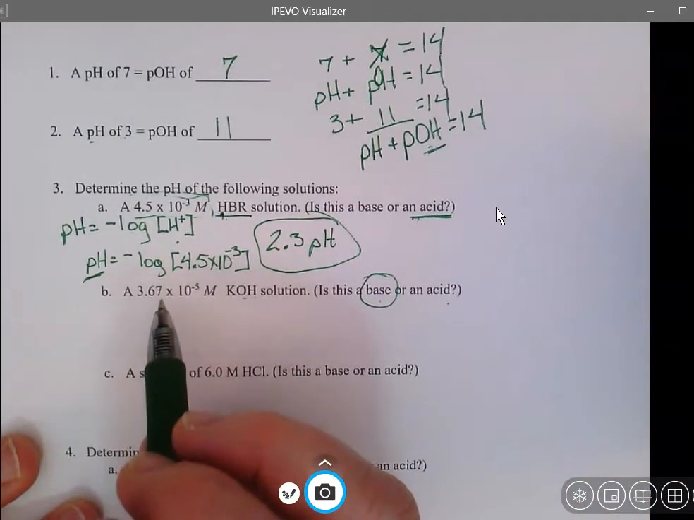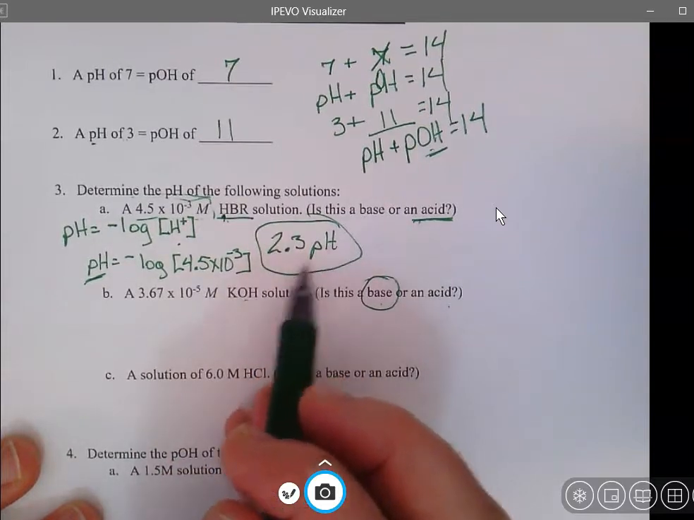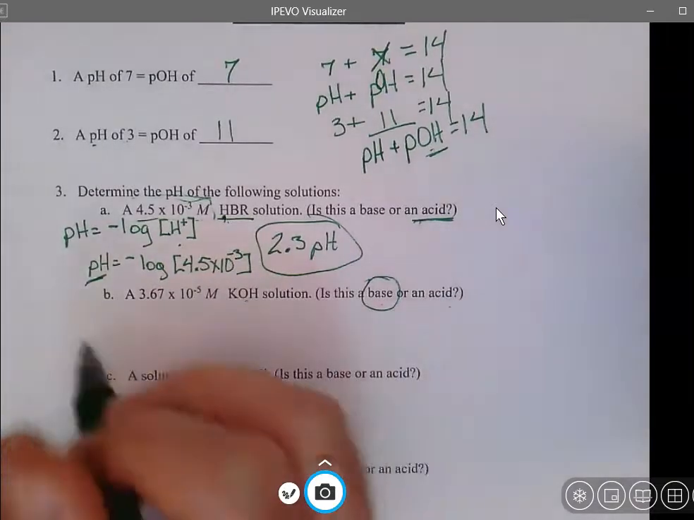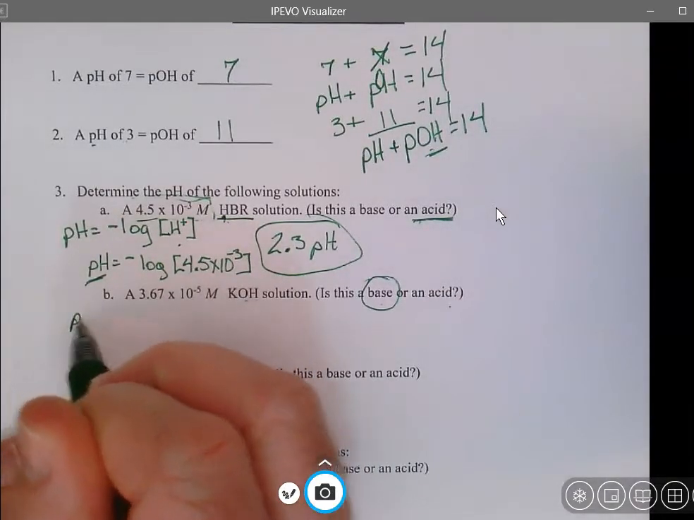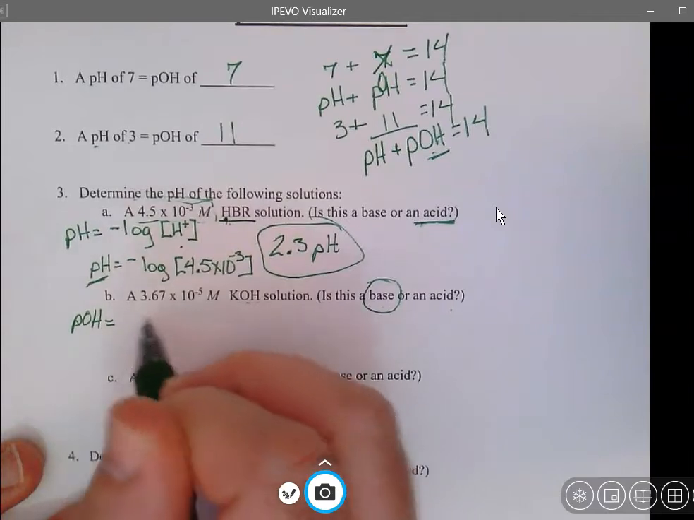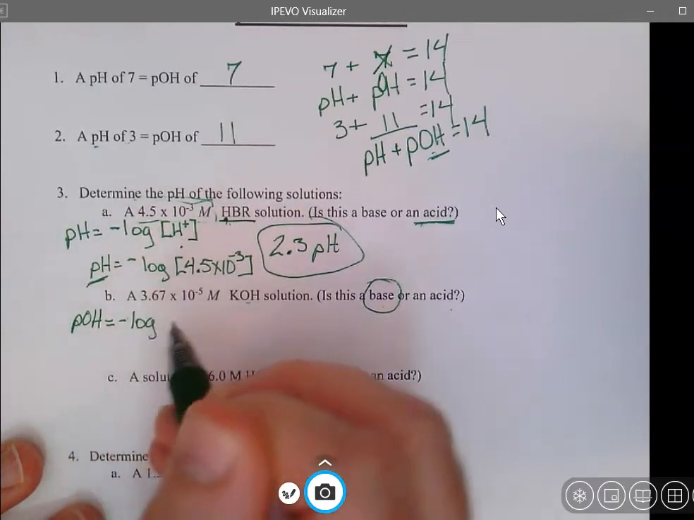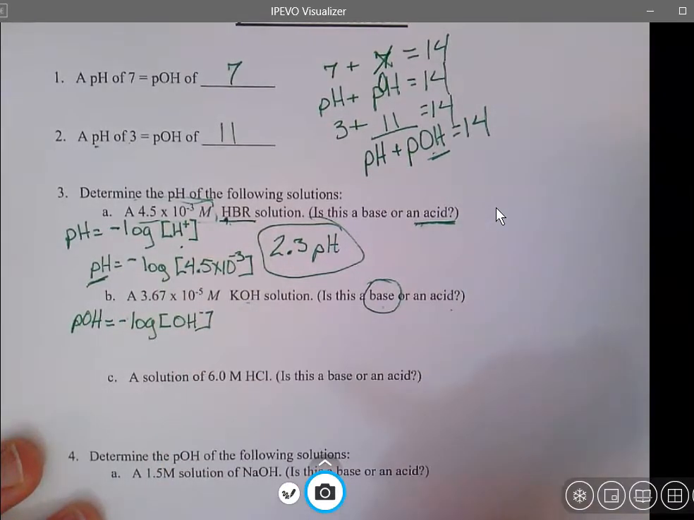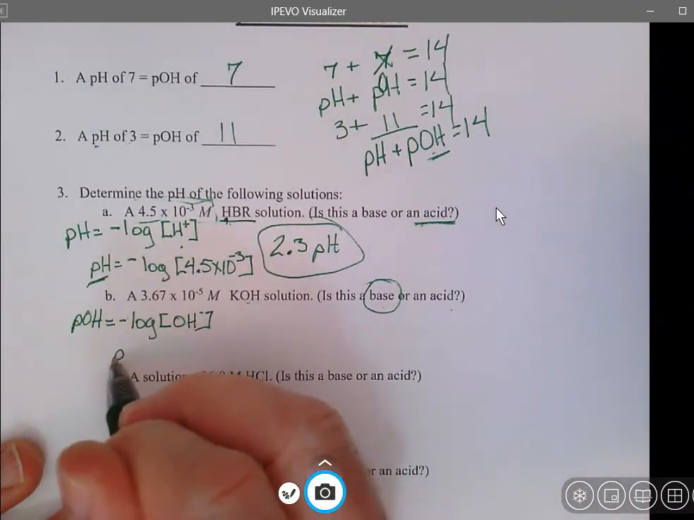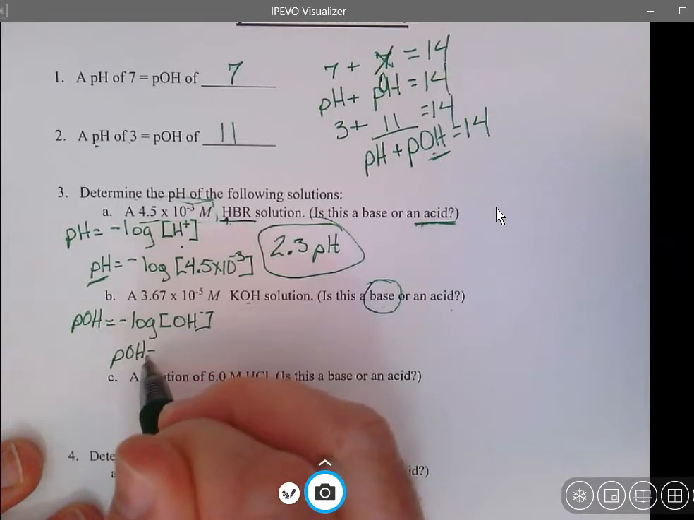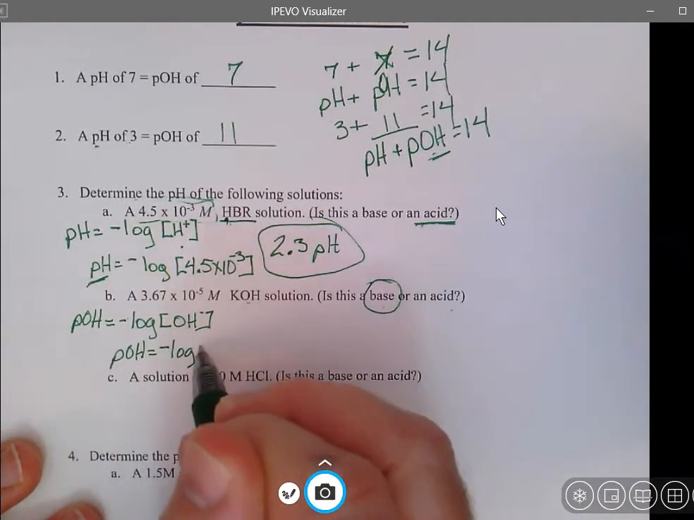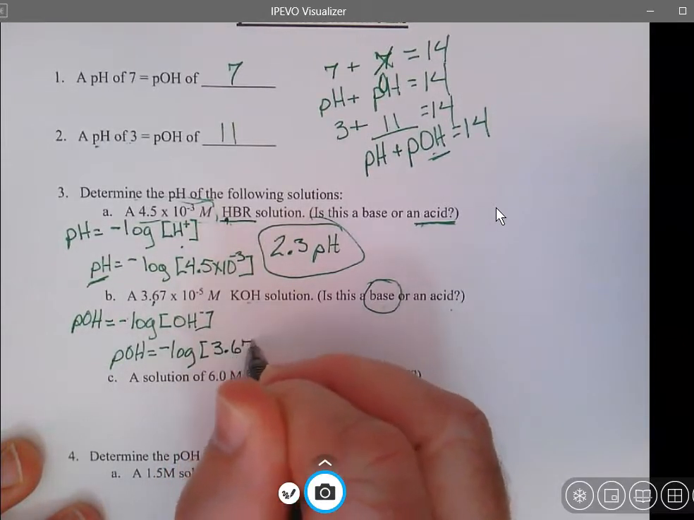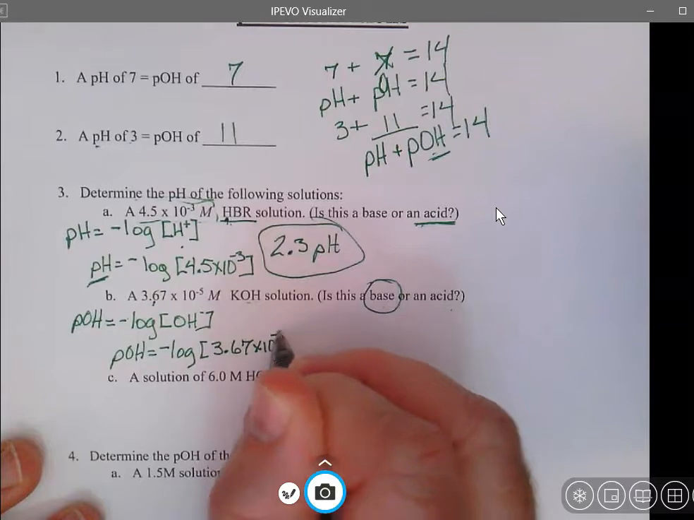Okay. So now we are going to find our OH value, and then we're going to put it back into this equation here. Okay, so the equation that we're going to use is pOH equals the negative log of the concentration of OH ion, just like that. And so we put it in our equation. pOH equals a negative log. Our concentration right there, 3.67 times 10 to the negative fifth.